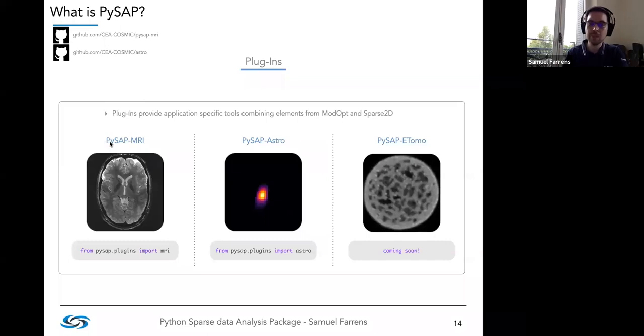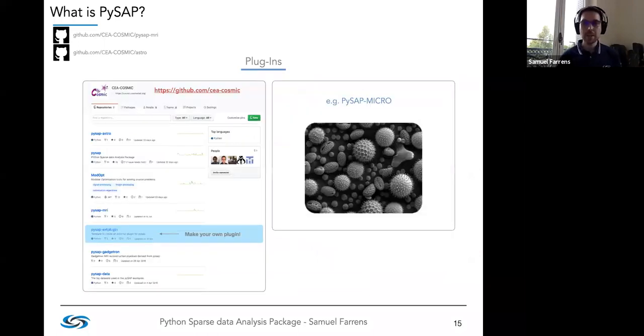We have one plugin called PySAP MRI, which has been developed by the team in Neurospin specifically for applications to biomedical imaging. We have a PySAP Astro plugin that implements some of the tools that we use in astrophysical image analysis. And then there's another one that's currently being developed for electron tomography by a group in Grenoble.